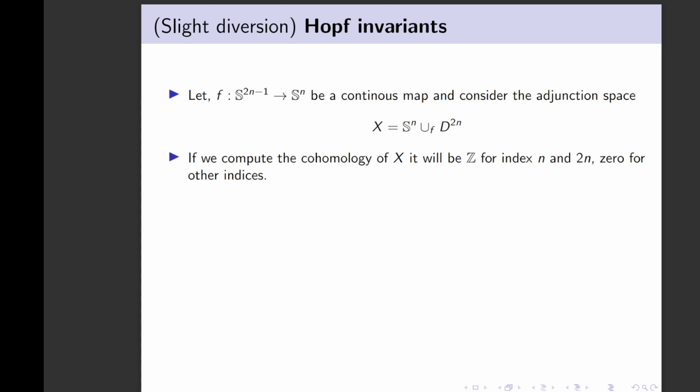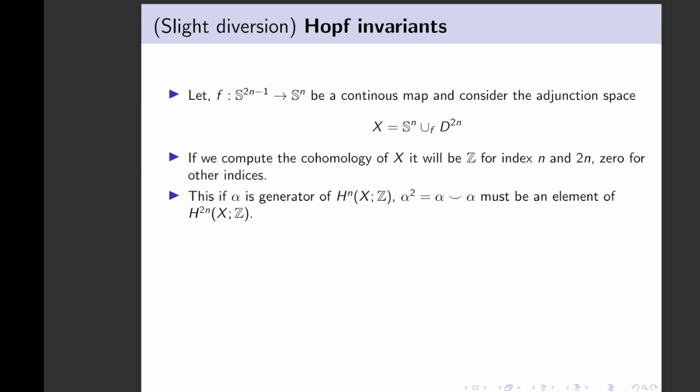So now if we compute the cohomology of X, it will be Z in degrees n and 2n and 0 otherwise. The easiest way to see this is to consider the cellular decomposition. It has only one 0-cell and one n-cell coming from S^n, and only one 2n-cell coming from the other sphere. So from there we can conclude that it has cohomology in degrees n and 2n and 0 otherwise. If alpha is the generator of this cohomology, then alpha squared, as we have seen, will land in the 2n-dimensional cohomology.